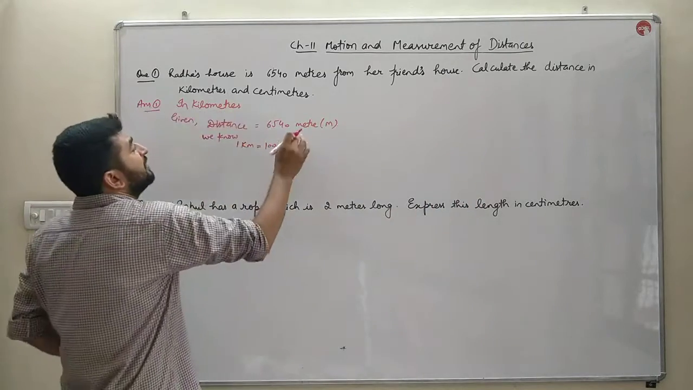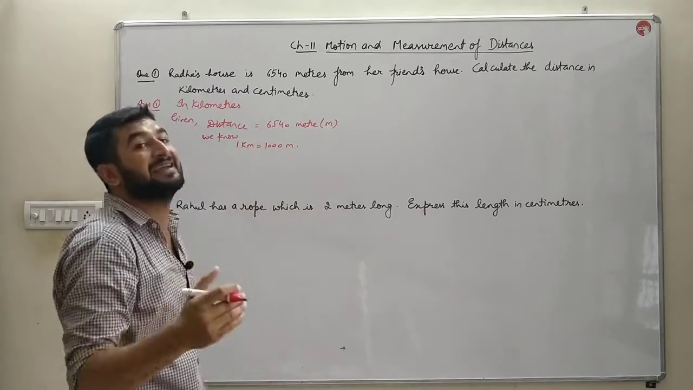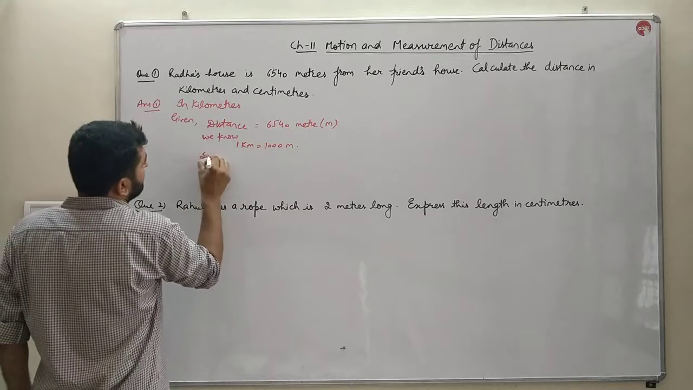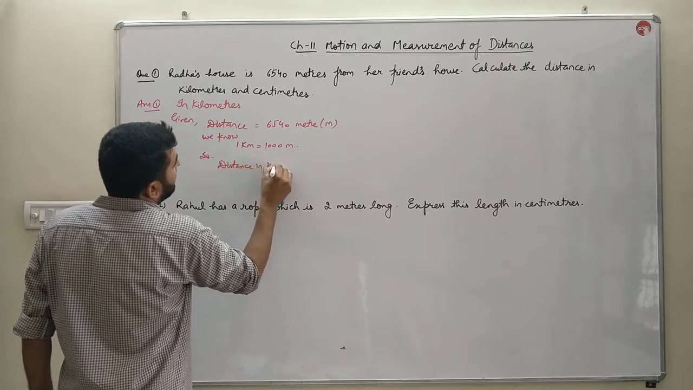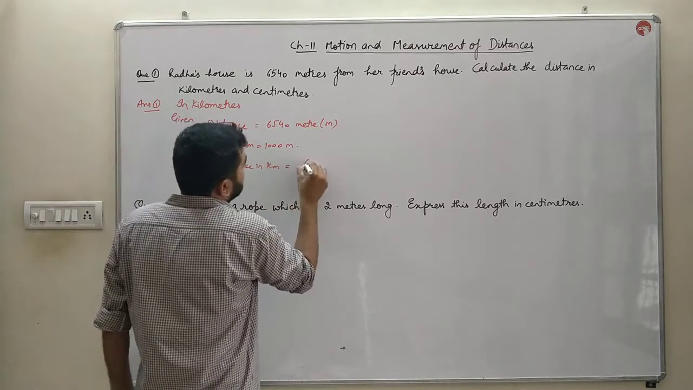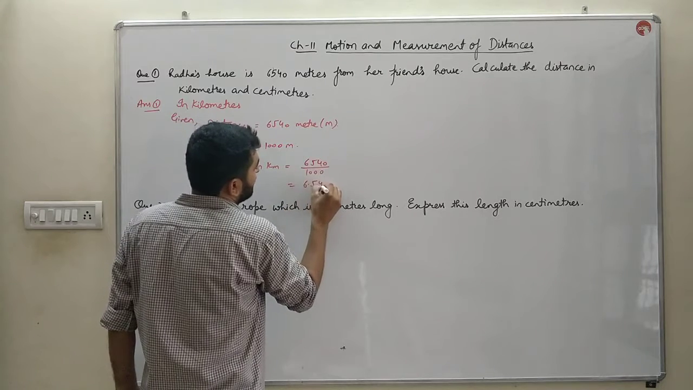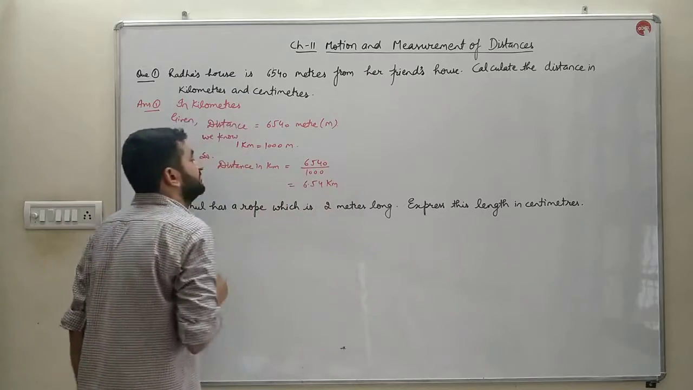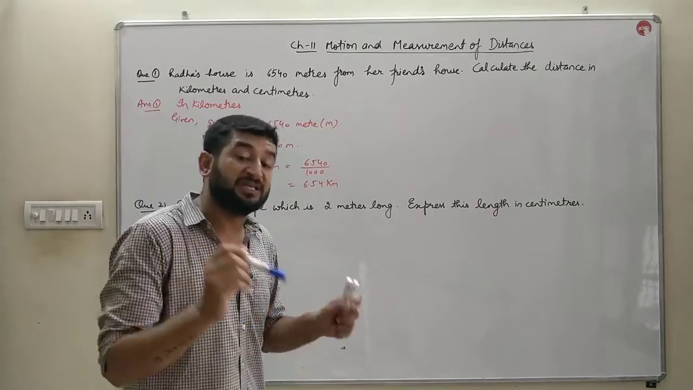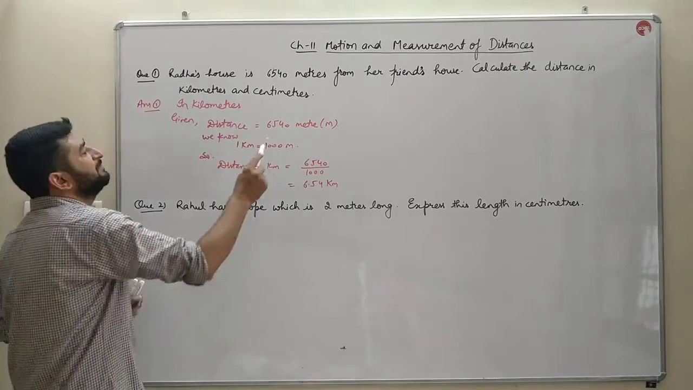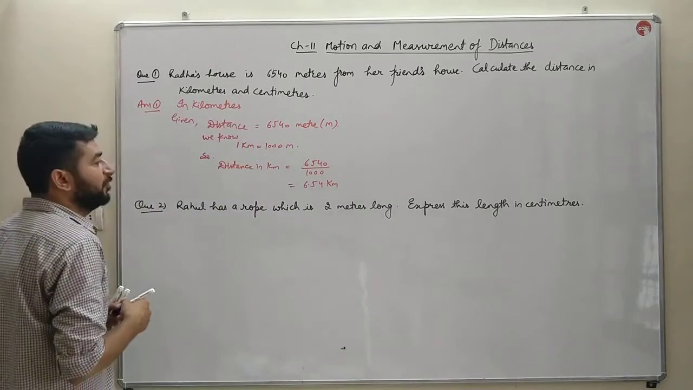And if we want to convert the smaller unit into the larger one, then we have to divide. So the distance in kilometers will be 6540 divided by 1000, which is equal to 6.54 km. So that's how we convert the distance given in meters into kilometers. By dividing the meters by 1000, we get the distance in kilometers.